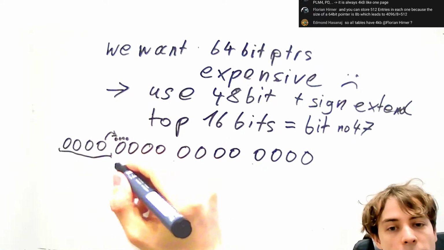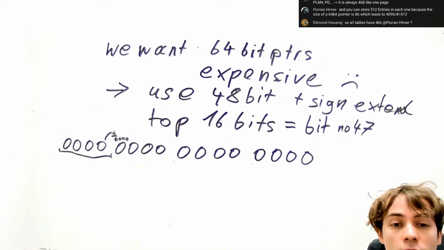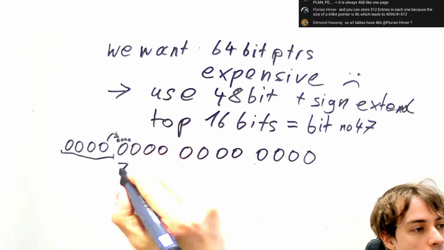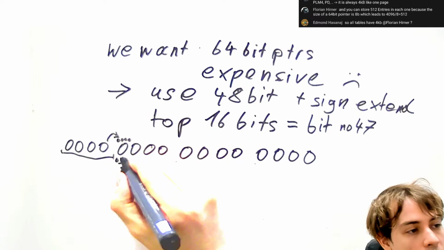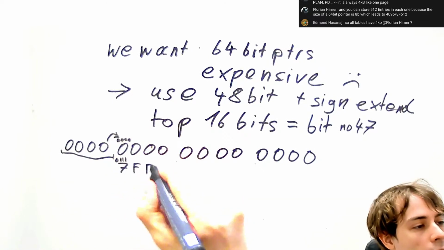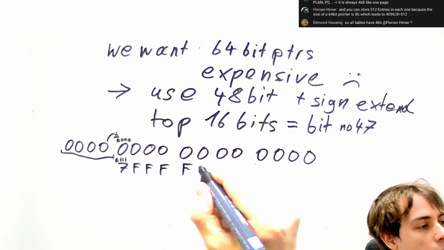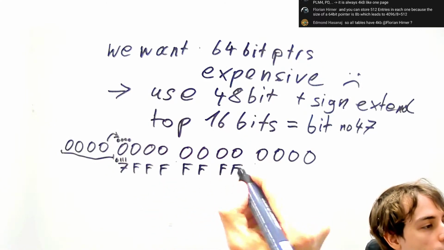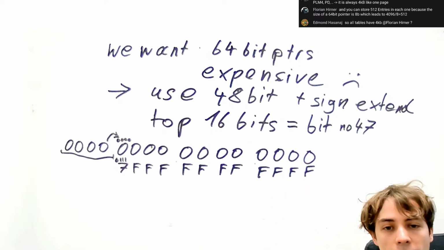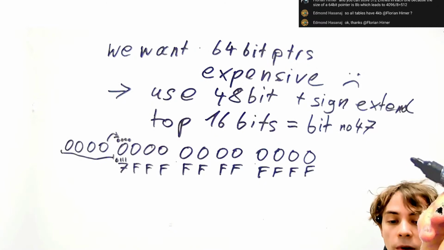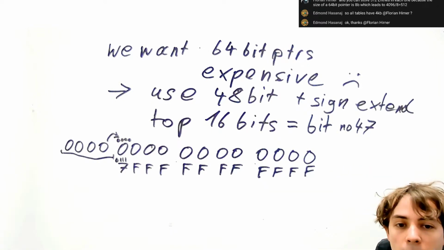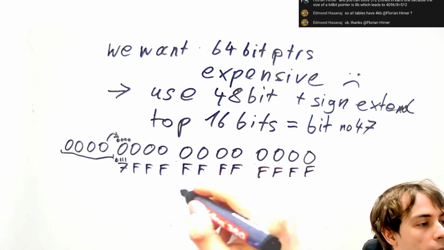Let's go for the highest address before the non-canonical gap, and that would be 7, because 7 is the highest number that we can have here that still has a 0, and then F, F, F, F, F, F, F, F, F, F, F. This is the highest address before the non-canonical memory gap in the middle.